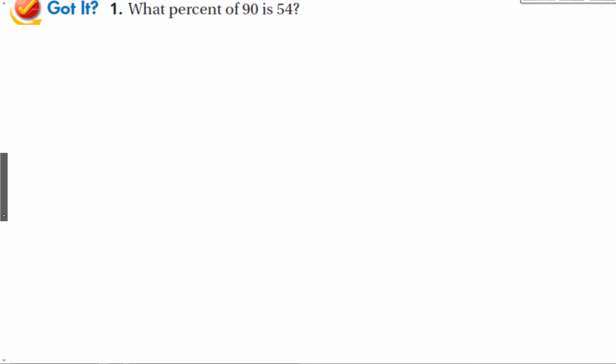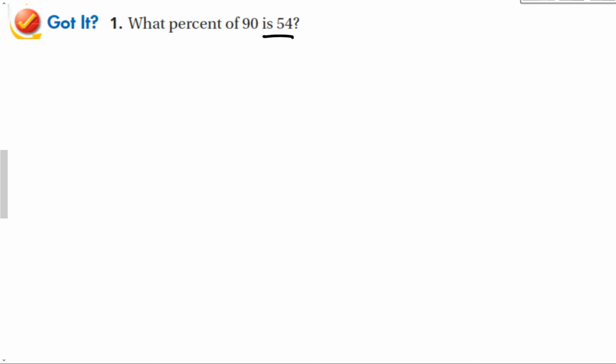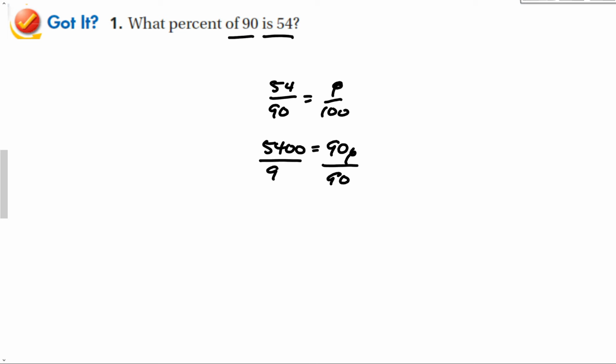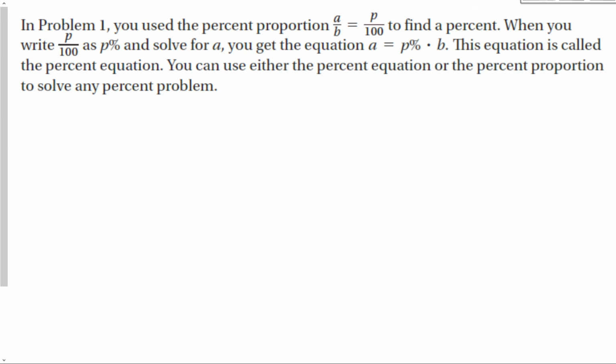Okay, let's look at our got it problem. Is over of. So 54 over 90 is equal to my percent over 100. Again, cross multiply, 5400 is equal to 90p. Then we divide both sides by 90, and we get that 60 is equal to p. So my answer becomes 60%. Okay? And that's the percent proportion. So in problem 1, we used the percent proportion to find the percent.